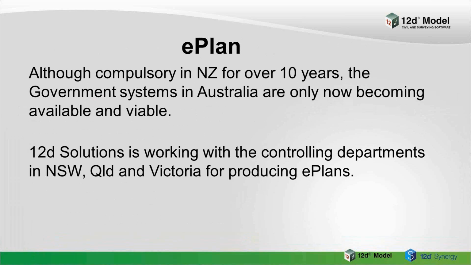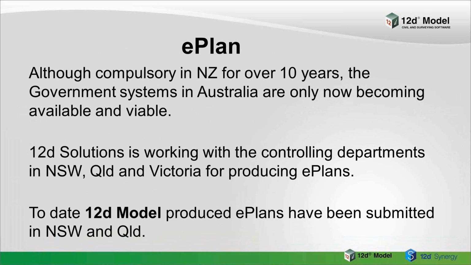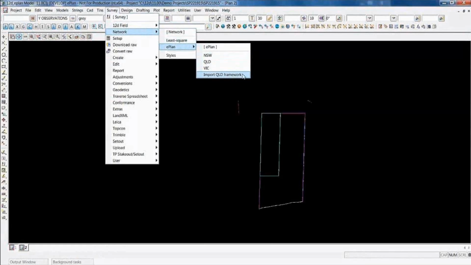So, yeah, we're a little bit slower here, but we're working with each of these jurisdictions to make sure we can produce ePlans as they require them, straight from 12D Model. And we've done, in fact, most of the plans done in Queensland have come out of 12D Model, and we've also done a number of New South Wales. And we're working strongly with the Victorian Department to get everything right there. So over the next couple of years you'll see it, and it will go right around Australia over the next 5 years or so, including Western Australia. It may be that some of the things we're doing in Australia will then find their way into the New Zealand product. 12D's ePlan network is found under Survey, Network, ePlan.